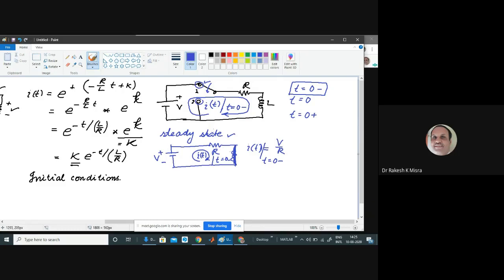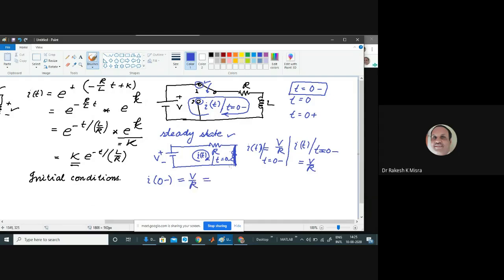Whatever is the current in the steady state will be the current when this switch leaves position 1 and connects to position 2. So we will write it here clearly: i(t) at t equal to 0 minus is equal to V by R. This current is also written as i(0 minus) is equal to V by R.